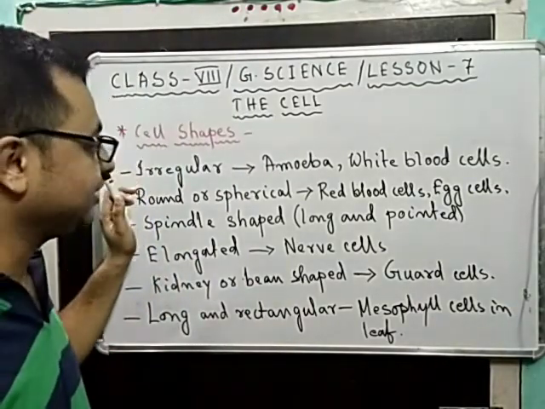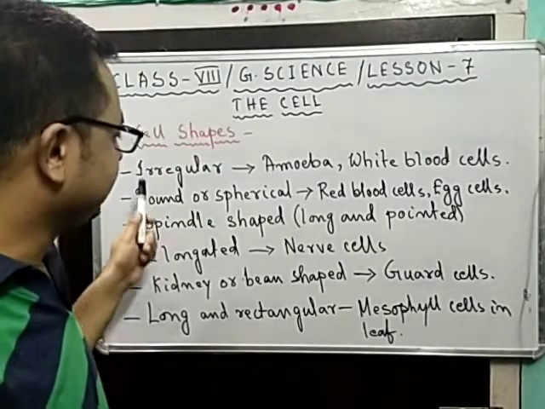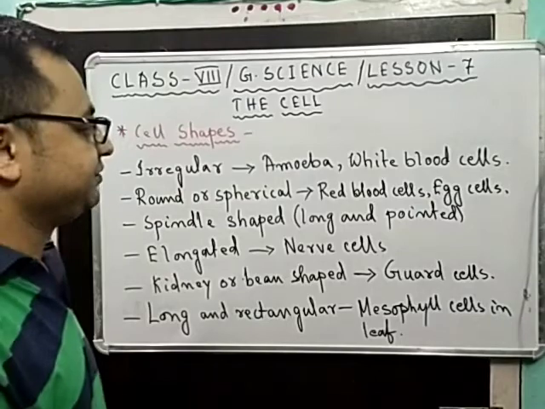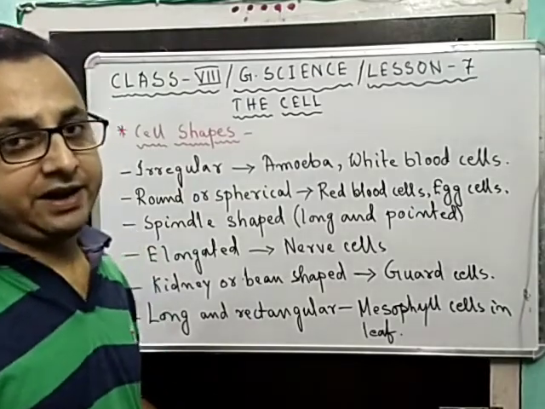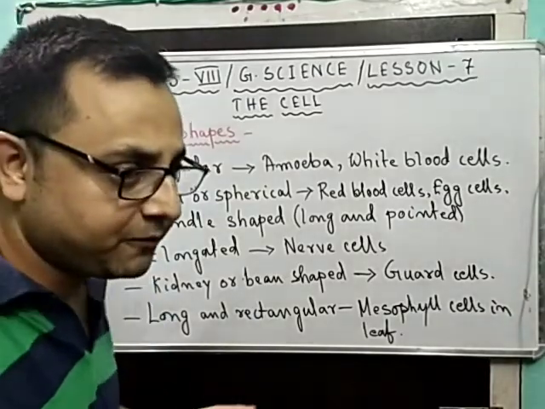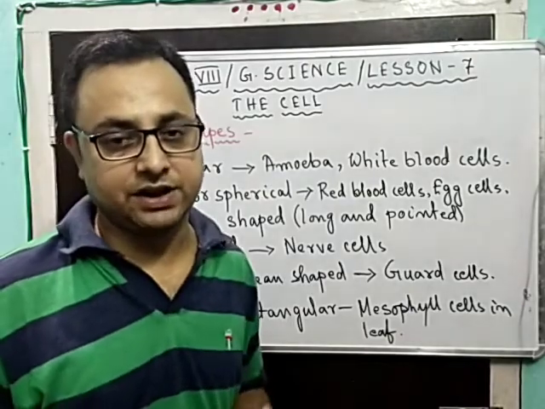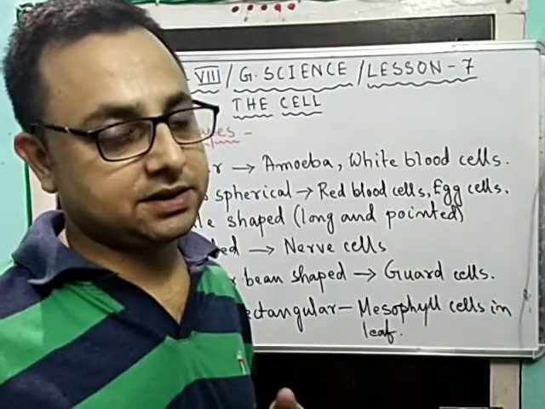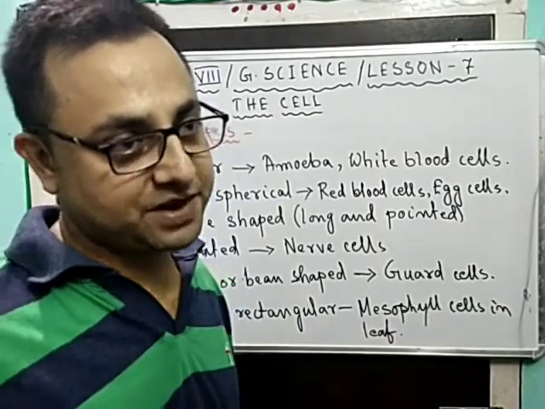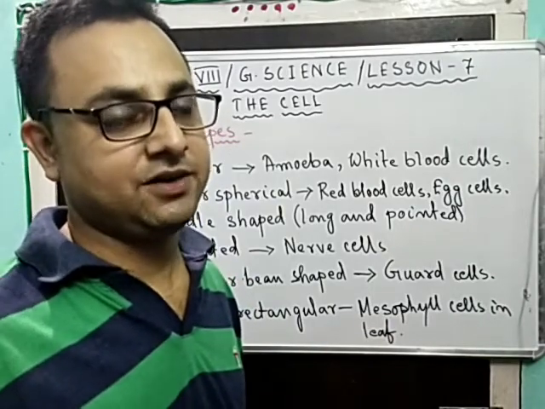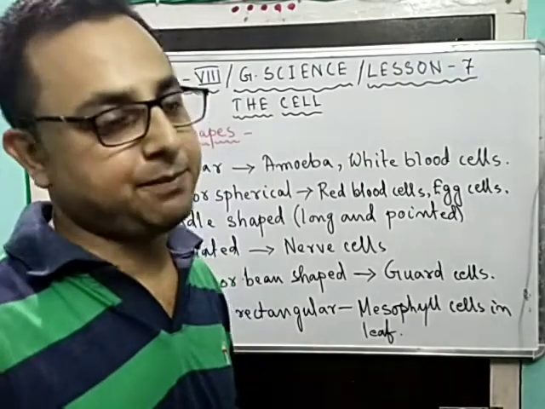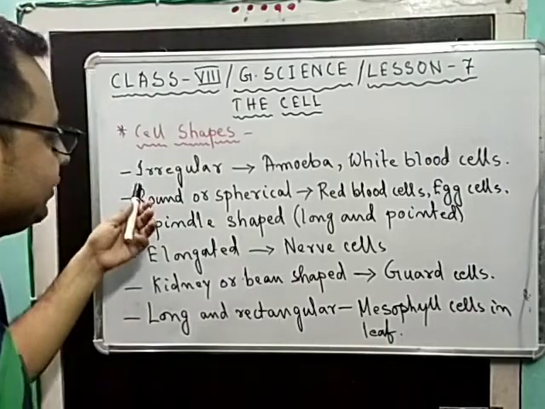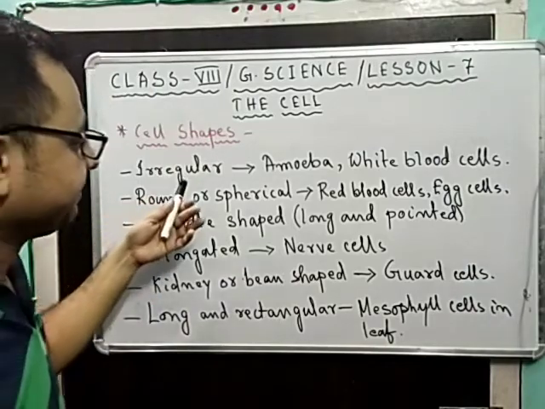Specifically, I shall be discussing the cell shapes. Cell shapes may vary in living organisms, irrespective of plants and animals. We are not confined to the animal cell; we are here to discuss the various shapes present in living organisms, meaning they may be present in plants as well as animals. So let us look into the cell shapes.